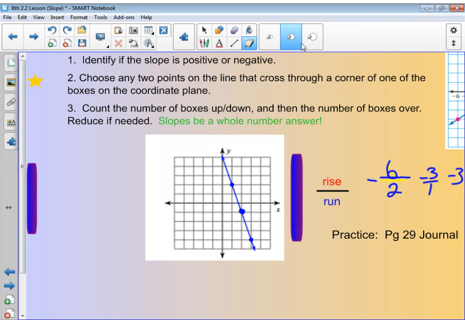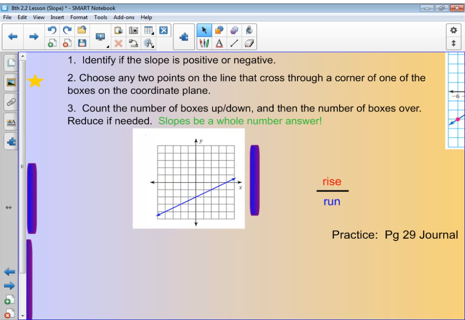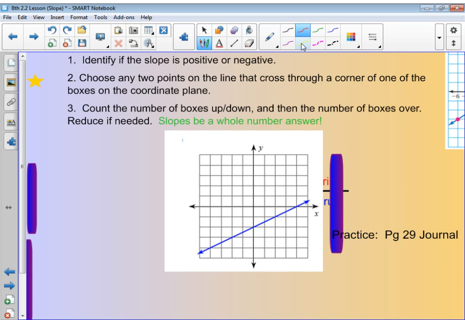Okay, all right, so let's try another one. Here I didn't pick the points, so I'm going to pick them for you, just so that you don't have to draw it on your whiteboard. I'm going to pick 2 points, and I'm seeing a corner point here and a corner point here. So I want you to go ahead and do the rise over the run of that. So rise over run.